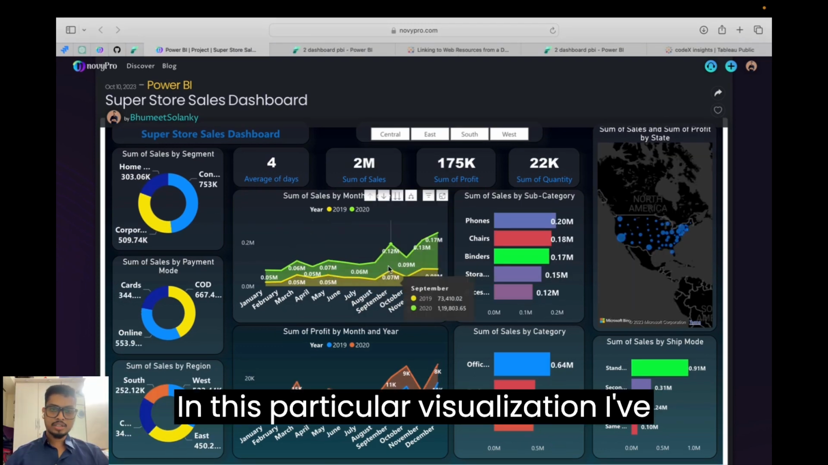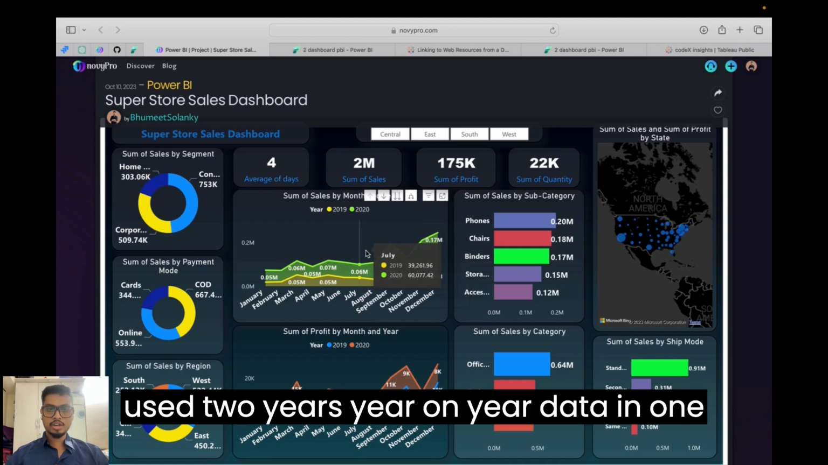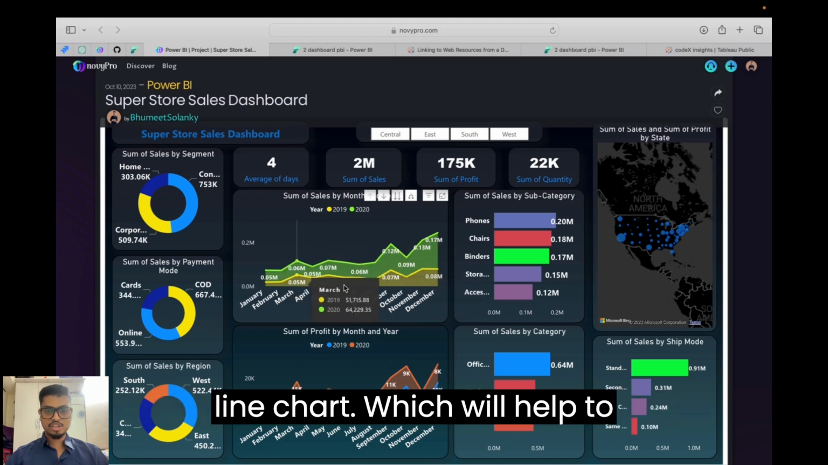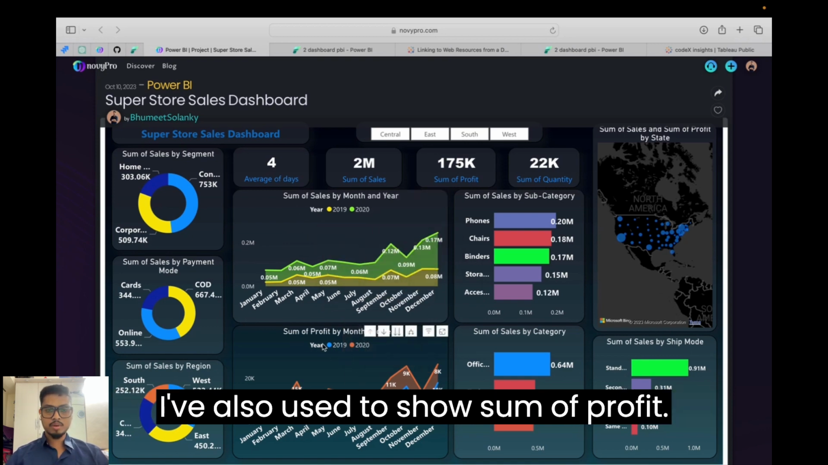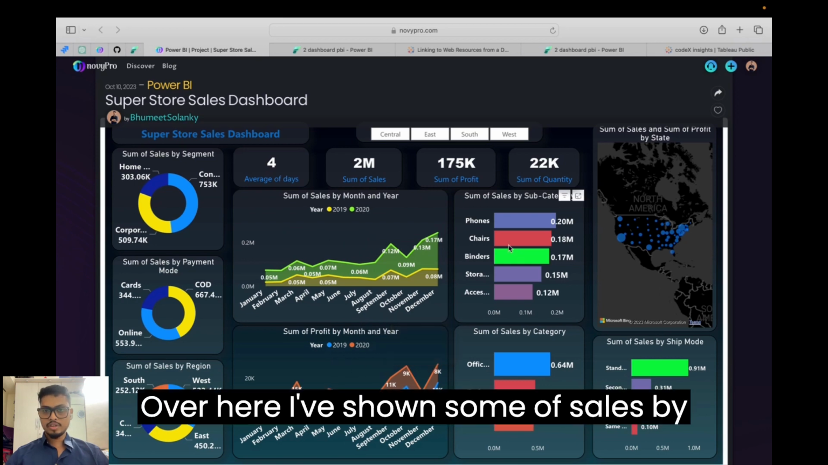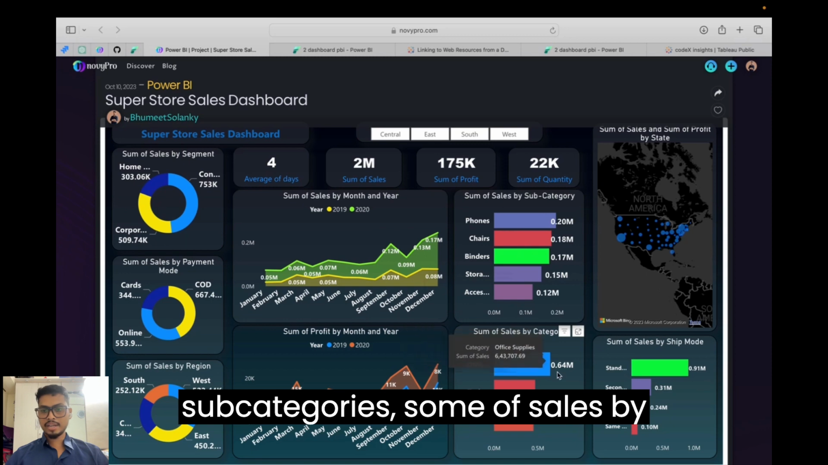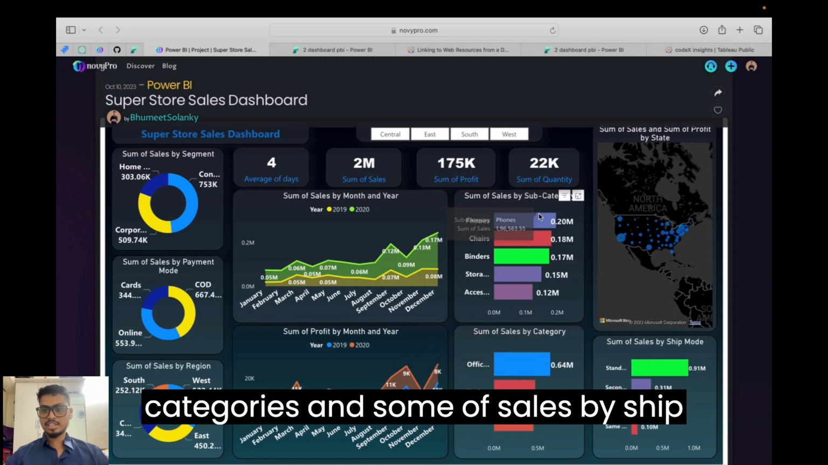In this particular visualization, I've used 2 years of year-on-year data in one line chart, which will help to understand better the sum of sales, and I've also used it to show sum of profit. Over here, I've shown sum of sales by subcategories, sum of sales by categories, and sum of sales by ship mode.